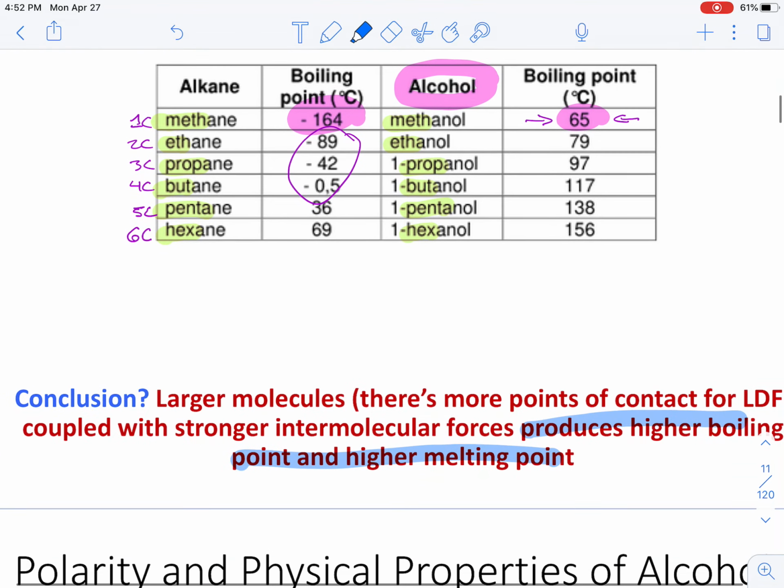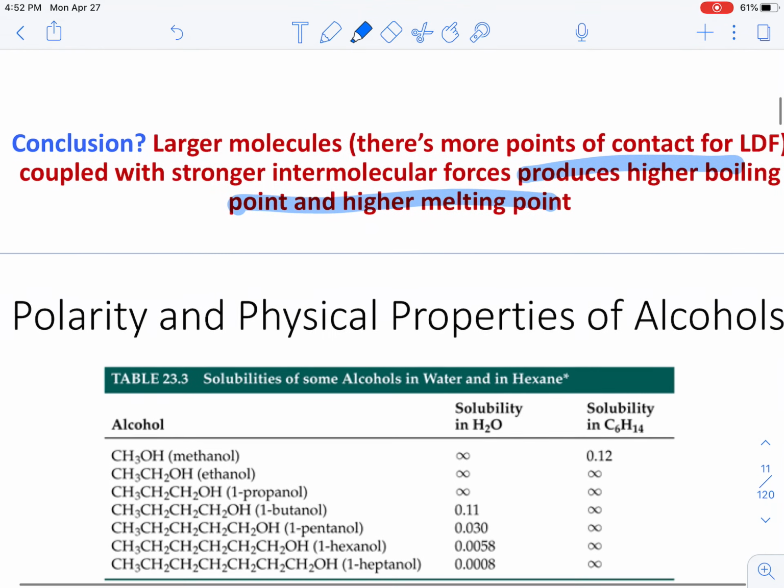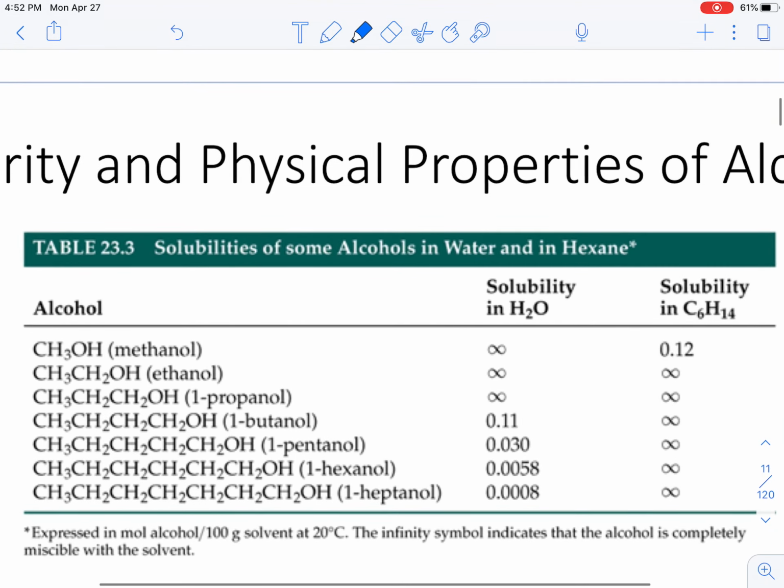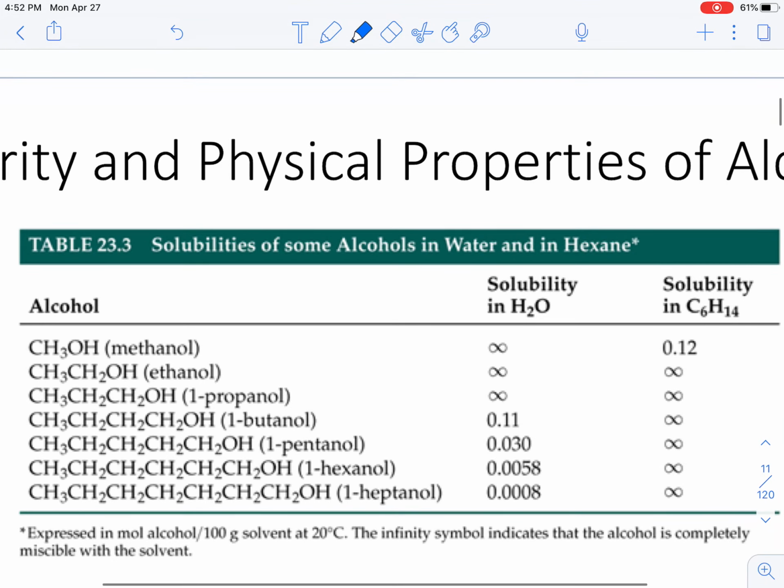Okay. And so in terms of solubility, we're going to look at two types of solubility: solubility in water and solubility in something that's non-polar. Okay? And so remember the addition of this OH, this hydroxyl group.